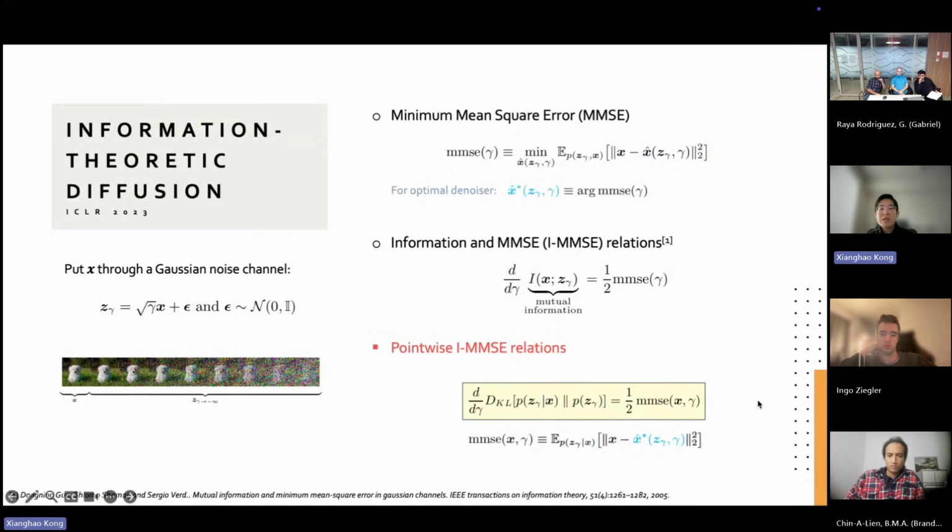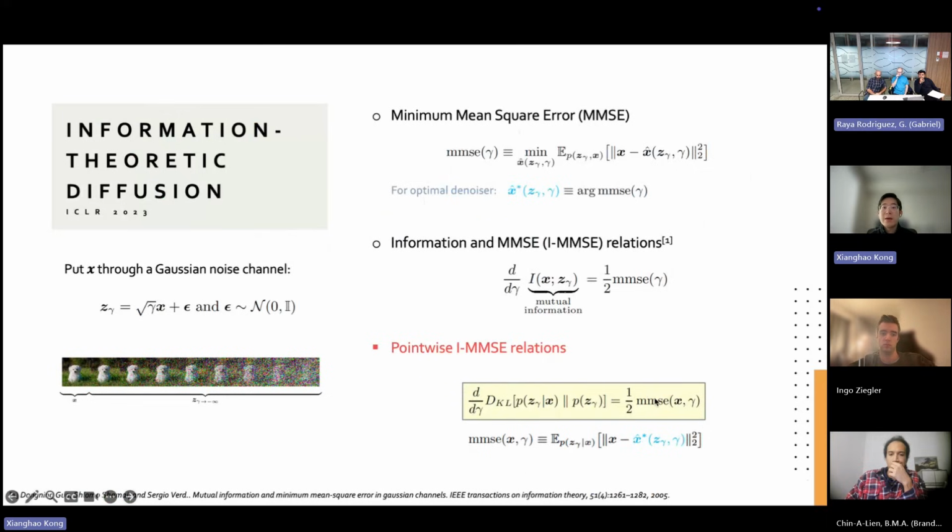So you can see this equality just between the derivative of KL divergence and the pointwise MMSE. This MMSE does not go over the average data point, it is just for a certain data point. And the relationship between the mutual information and the KL divergence is very simple, or trivial. It's just from an integral or expectation to this data point KL divergence.